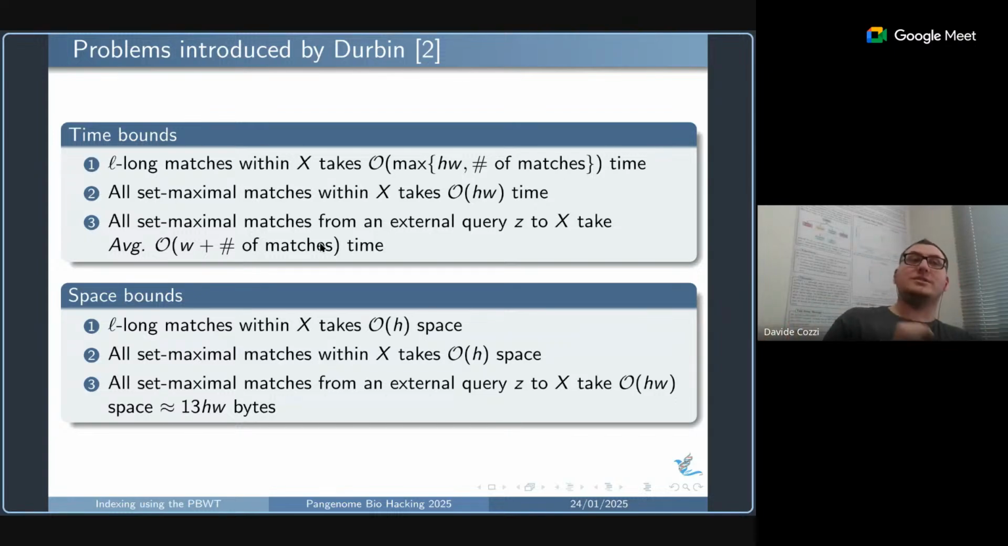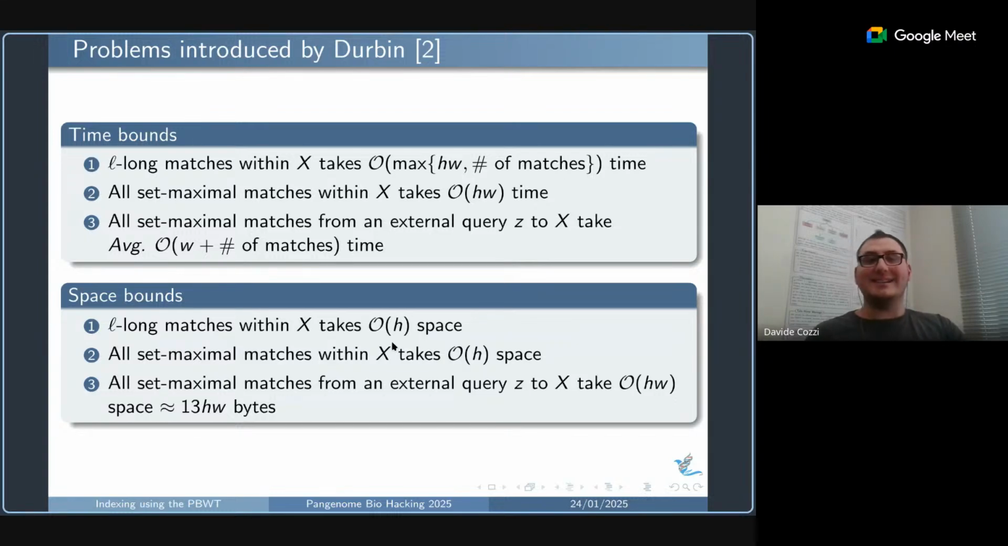But we cannot just focus on time. We also need to take into account space bounds. And this is the key point of the PBWT, because each type of query that considers only the reference panel, so for example, the first 2 problems, can just run while we are building the index. So we need to just store the information for a single column and output the matches. So we have a very light data structure in terms of memory usage.